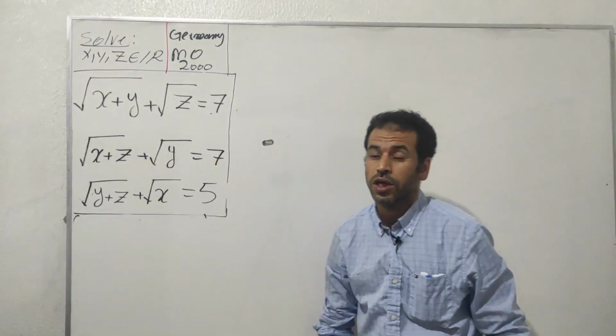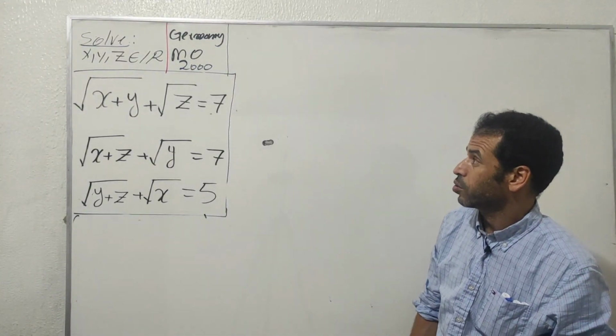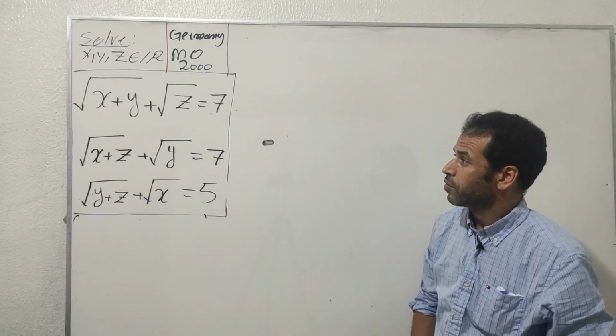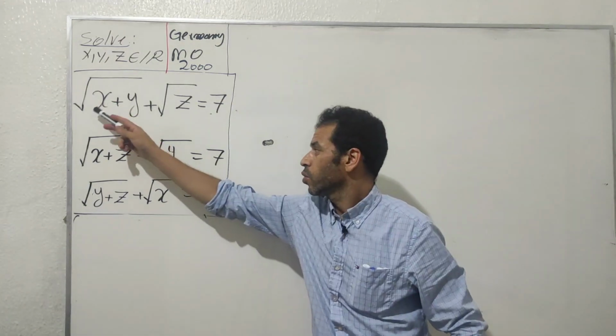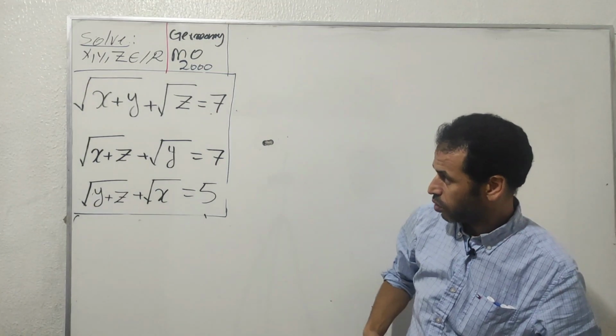In today's video, here is a nice problem. It's coming from Germany Mathematical Olympiad edition 2000. Here is the following equation. This one is involving three following equations.